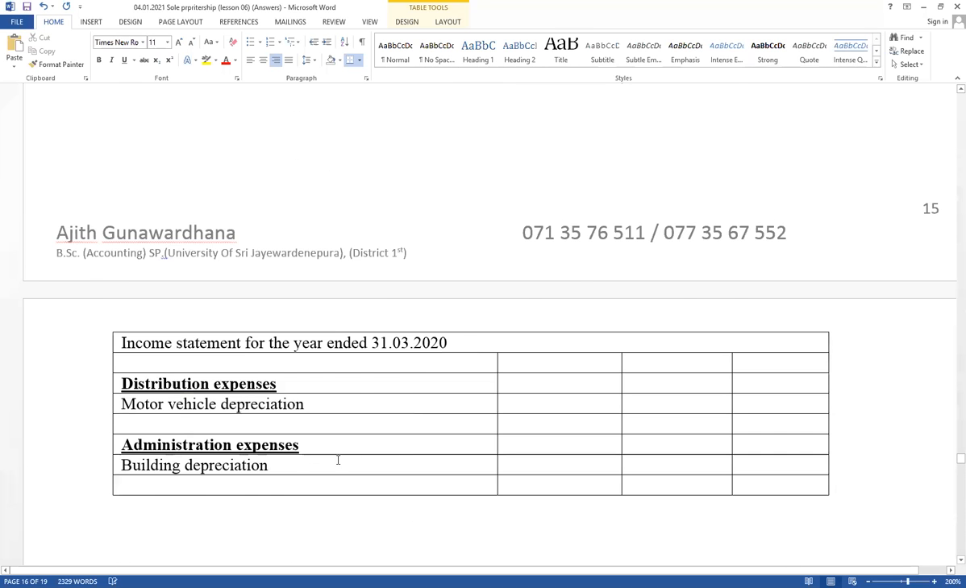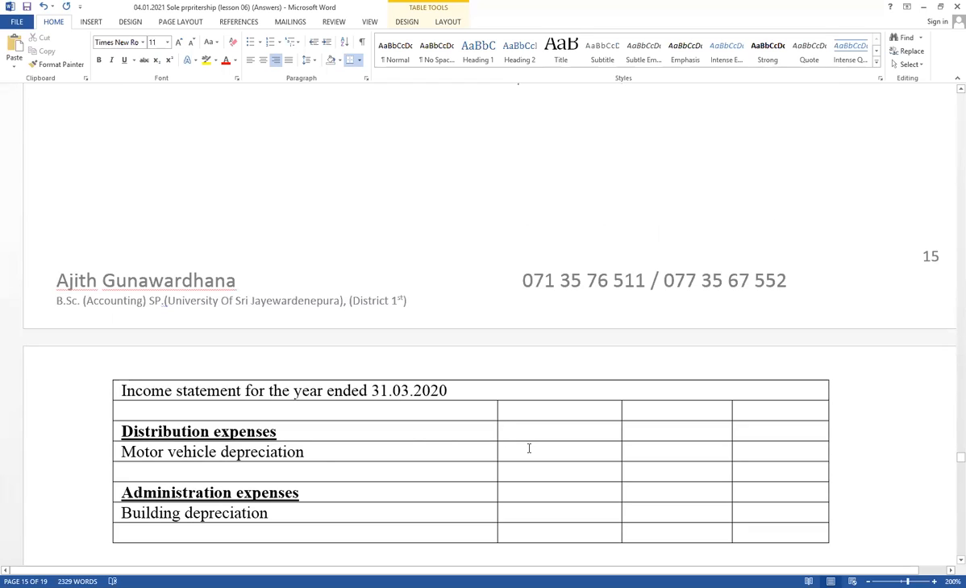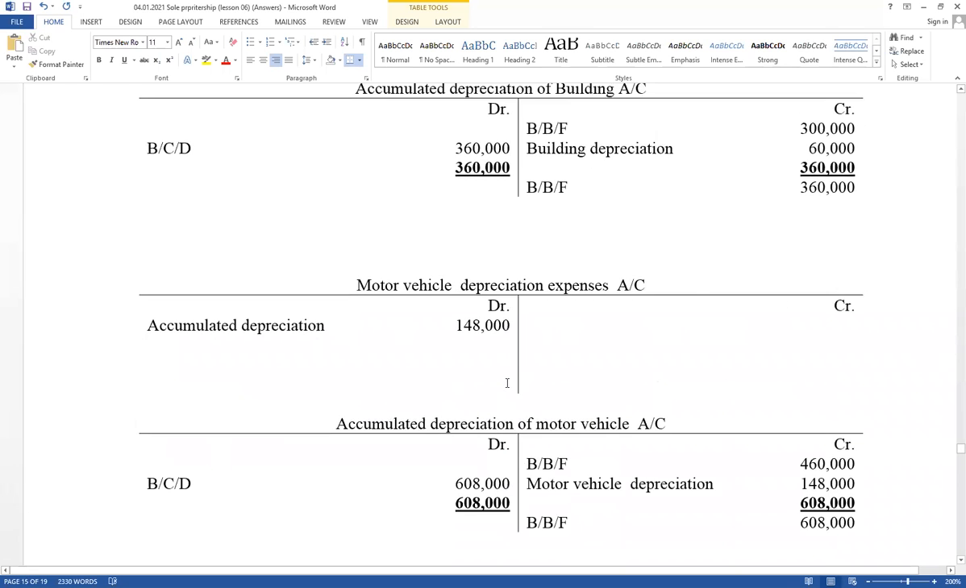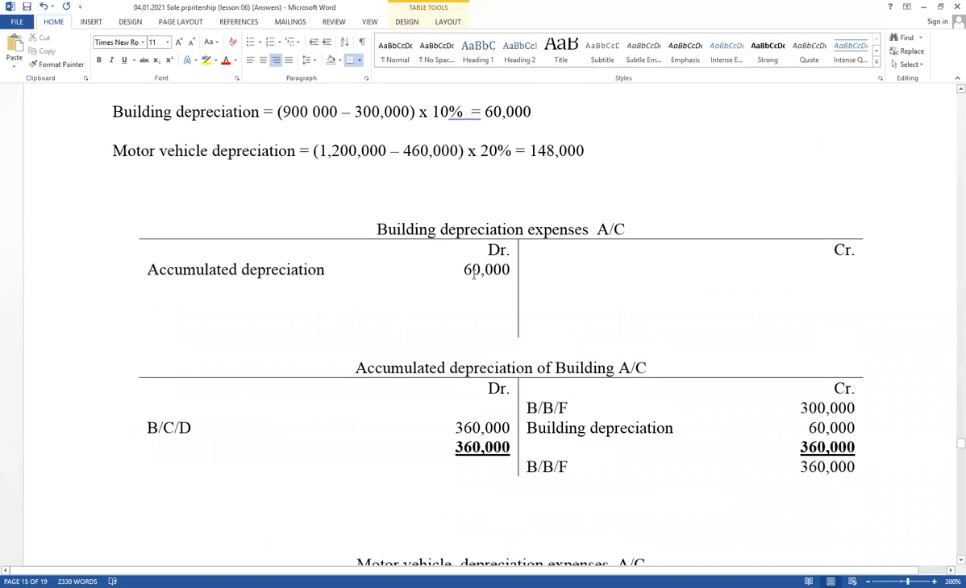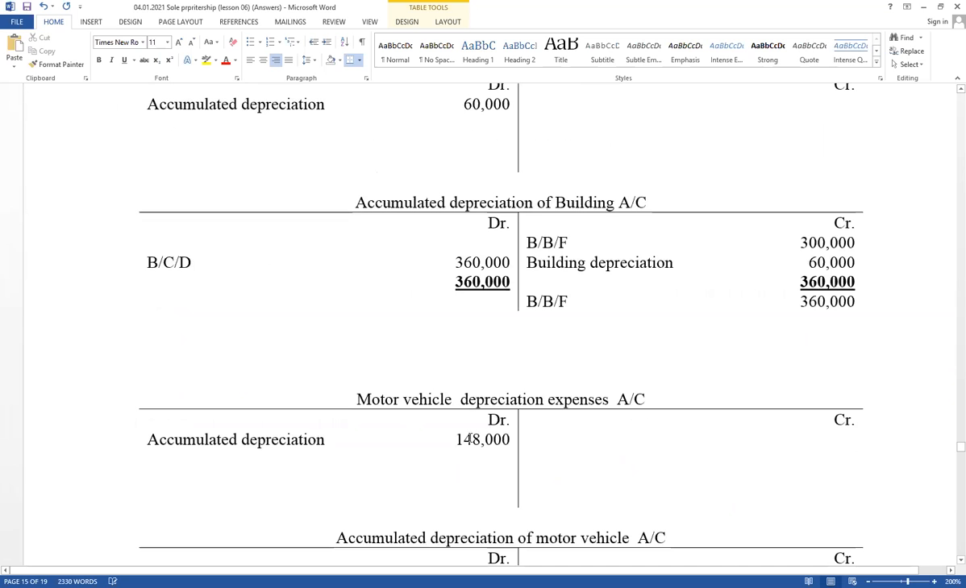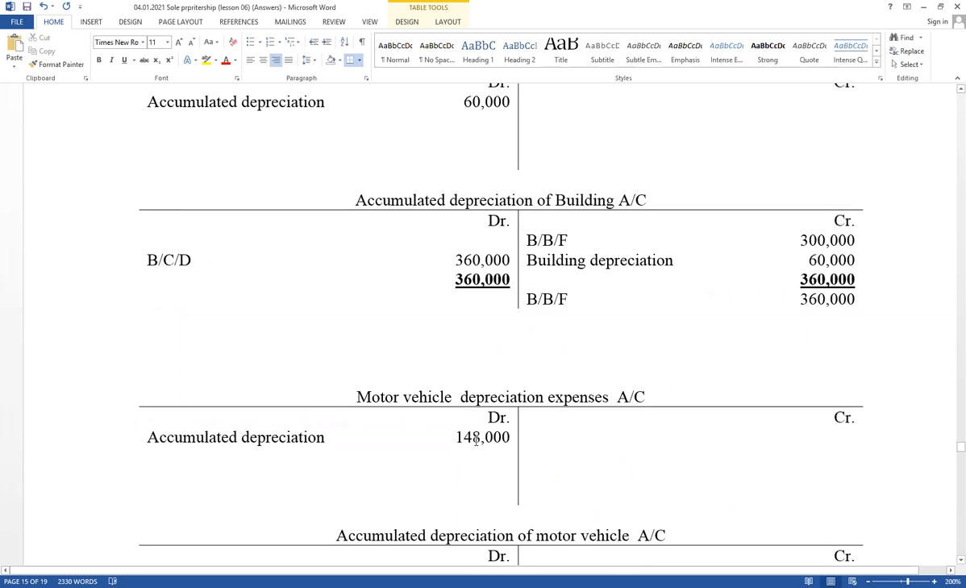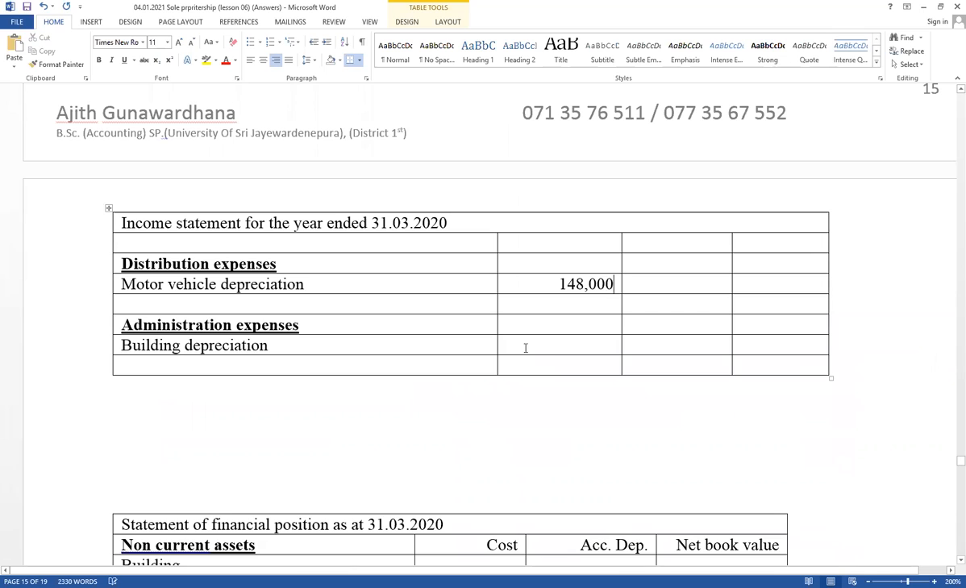Annual depreciation of the motor vehicle goes under distribution expense and building depreciation under administration expense. Motor vehicle depreciation equals 148,000 and building depreciation equals 60,000. Annual depreciation on the building goes to administration. Motor vehicle depreciation goes to distribution expense. Think about the income statement under distribution expense and administration.